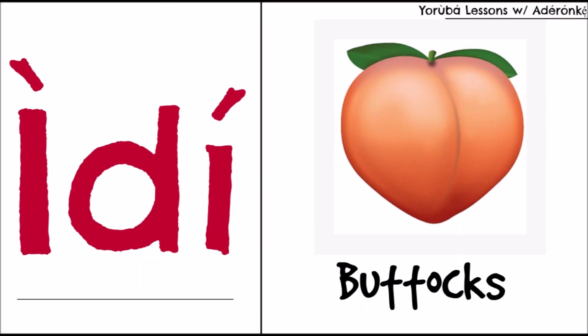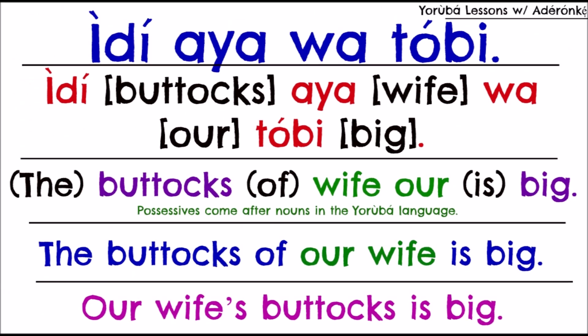If we're thinking of idi as buttocks, there would be an example sentence that should go with that to illustrate that perfectly. Ìdí aya wa tóbi. Ìdí aya wa tóbi. Sounds like a weird thing to say. You don't think that people go around saying this, but I'll give you the word for word transliterations and tell you what it means. Ìdí is buttocks.